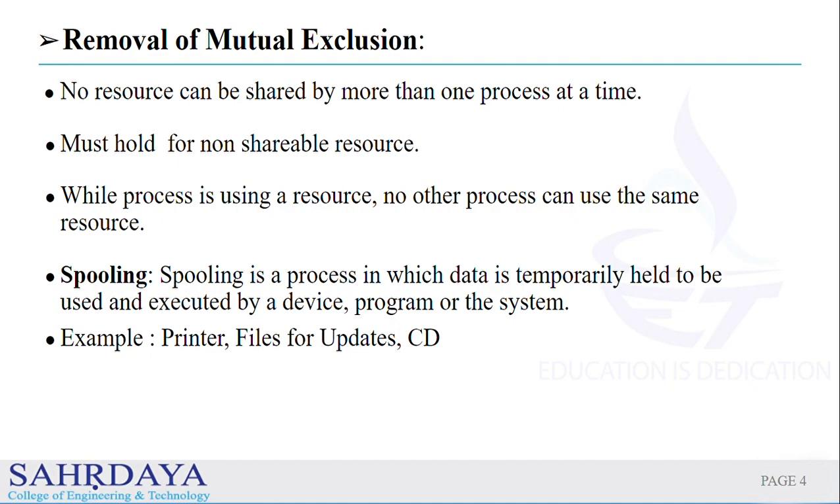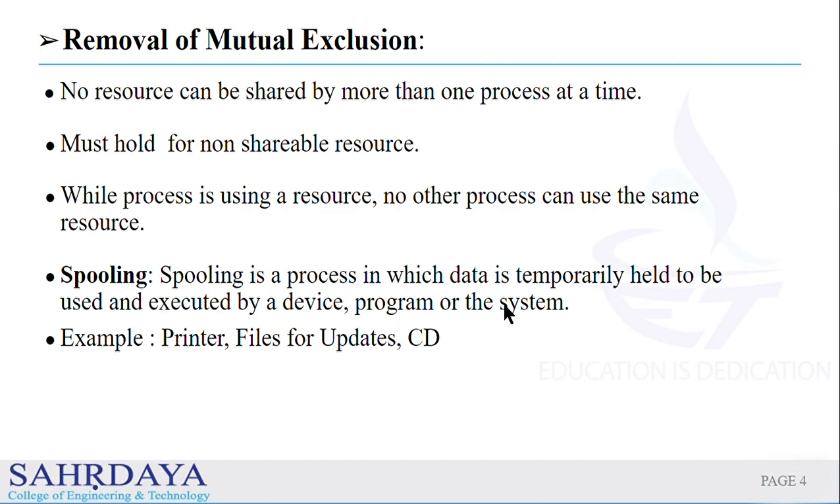Although in the case of a printer, the spooling method can be used. What is spooling? Spooling is a process in which data is temporarily held to be used and executed by a device, program, or the system. Memory associated with the printer takes jobs from all the processes, and after that the printer collects all the jobs and prints them one by one in first come first serve order. So a process need not wait for the printer. That is spooling, basically.